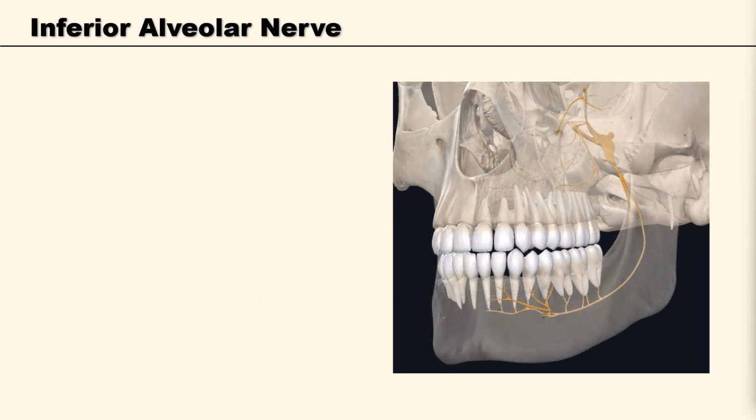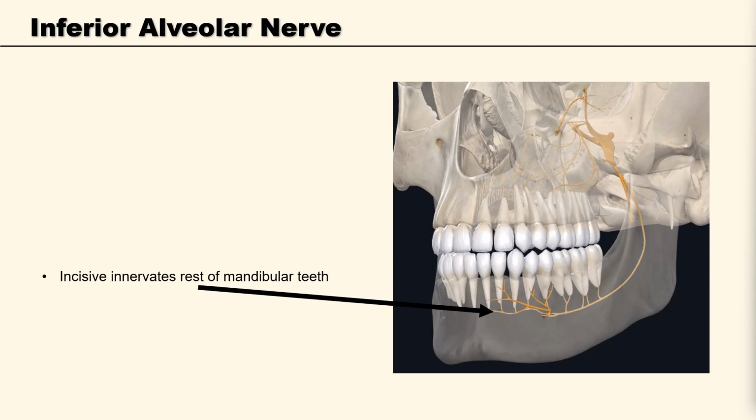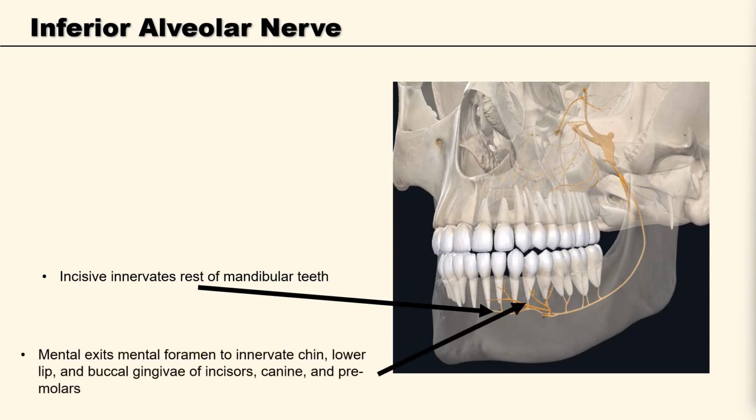In the region of the second premolar, the inferior alveolar nerve splits into its terminal branches, the incisive nerve and the mental nerve. The incisive nerve continues inside the mandible to supply the first mandibular premolar, the mandibular canine, and the mandibular incisors. Though note that the central incisor can receive innervation from the contralateral incisive nerve as well. The mental nerve leaves the mandible through the mental foramen.